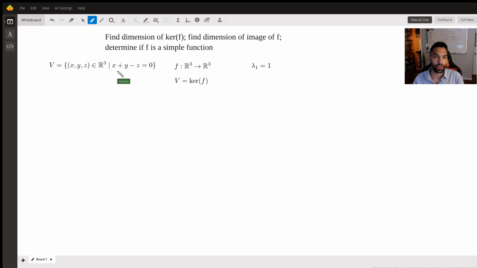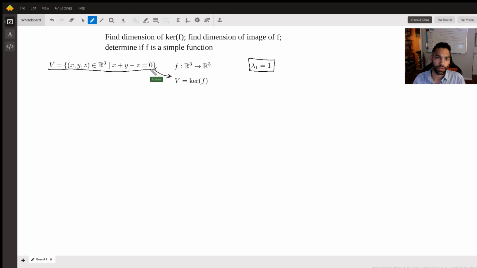We're given this set V, which is the set of vectors in R3 such that x plus y minus z equals 0. We're given this function from R3 to R3, and we're told that V is the kernel of f. That's an important thing right there. And we're given that one of the eigenvalues of f, because f is clearly a linear transformation, is 1.